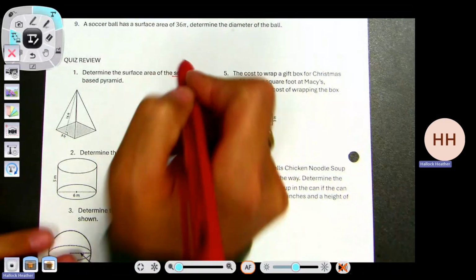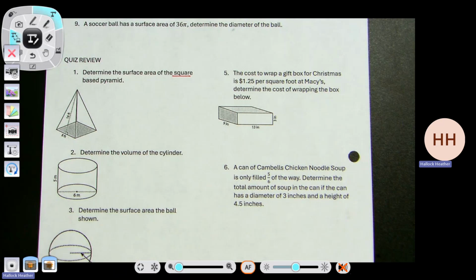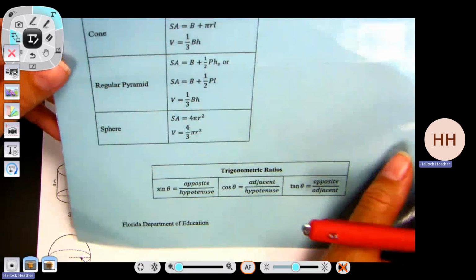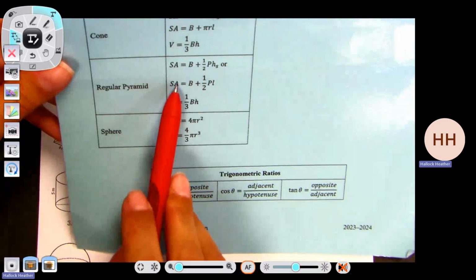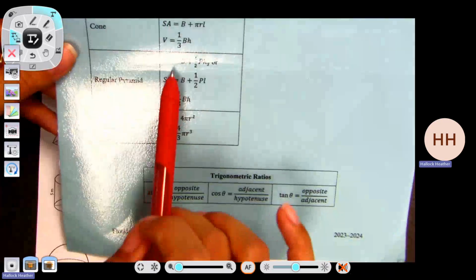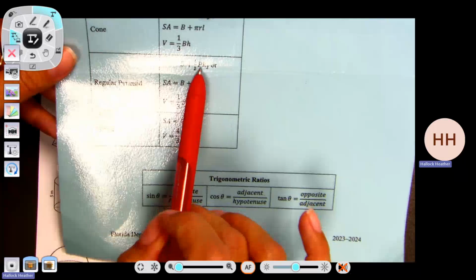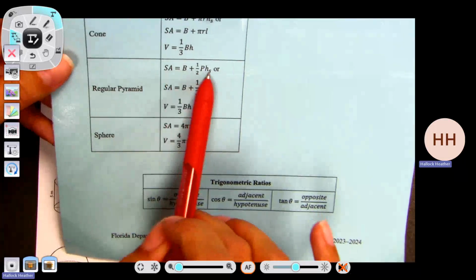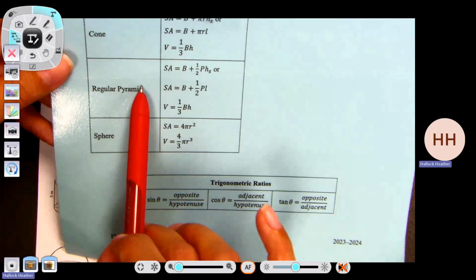Square-based pyramid. So surface area, this shape is a pyramid. So we're going to use the pyramid formula. Remember, there are technically two surface area formulas, right? Are we doing surface area? Yeah, surface area. I like to use the top one with the HS. So this is the formula I'm going to copy down first because it is a pyramid.